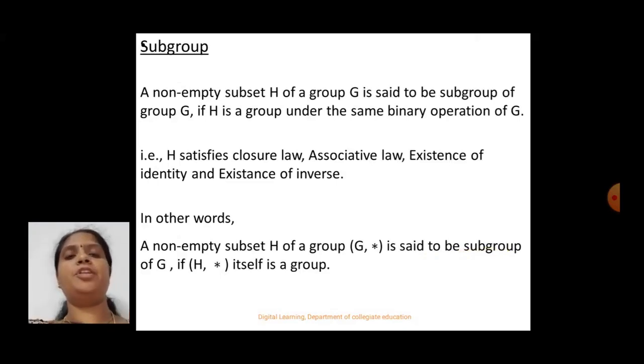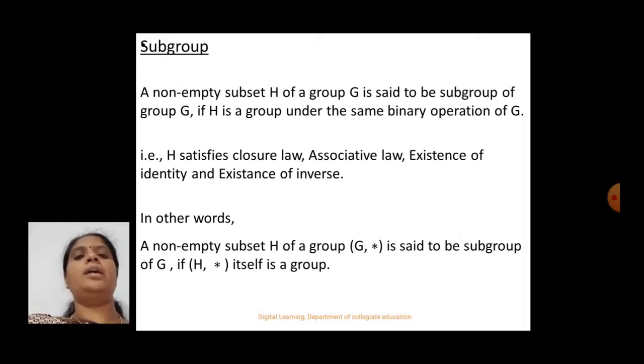Now the definition of the subgroup. A non-empty set H of a group G is said to be a subgroup of the group G if H is a group under the same binary operation of G. That means if H itself is a group, then, as we know, it should satisfy the four laws: closure, associative, the existence of identity, and the existence of inverse. If G satisfies these, we say it is a group. Similarly, if H satisfies all these axioms, then we can also say that it is a group.